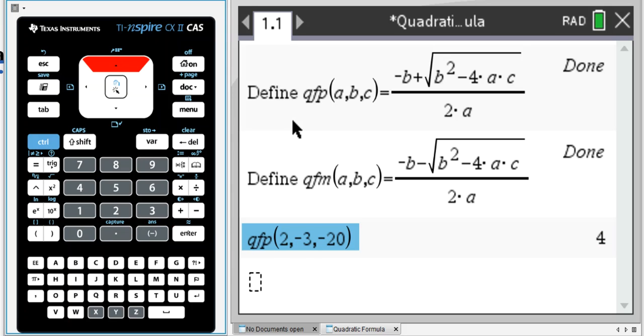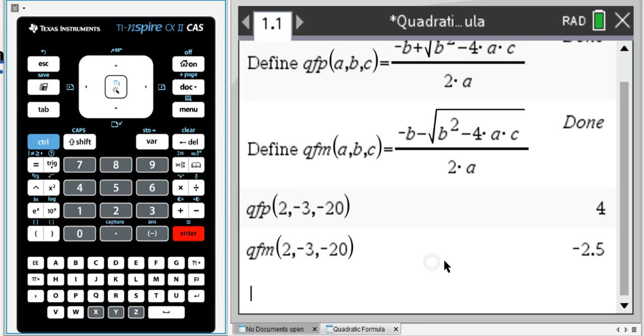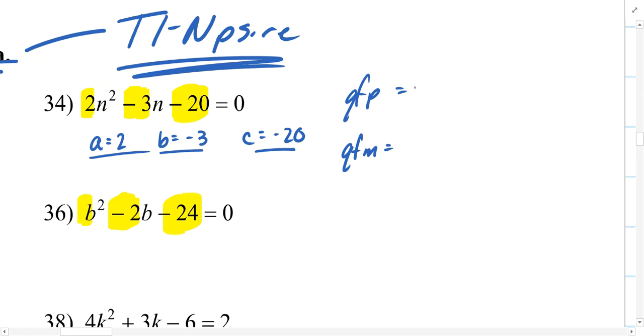When we press the up arrow twice and tap the enter key, that copies the prior formula down. And I'm going to change this from QFP to QFM. Now I think that's faster than typing QFM and writing the same 3 numbers again. And when I press enter here, I end up with negative 2.5. So there are my 2 solutions. The solution when using the plus sign is 4, and the solution when using the minus sign is negative 2.5. Now I do want to be a little bit more careful here.